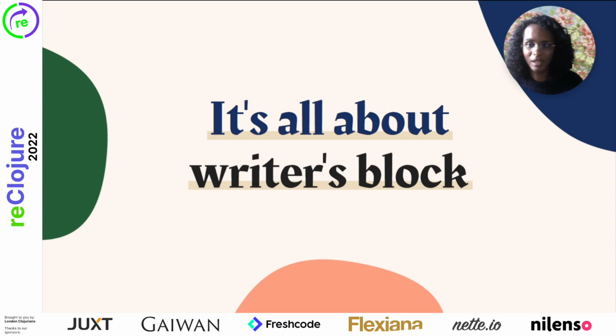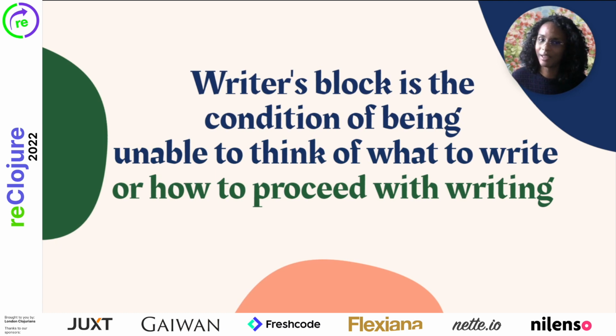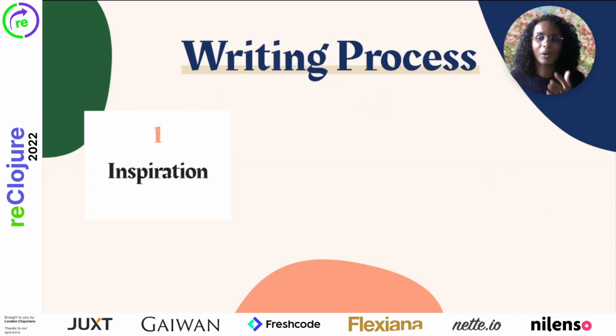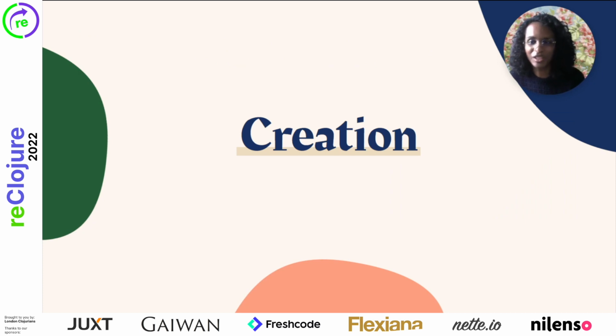And writer's block is the condition of being unable to think about what to write or how to proceed with writing. In my research, I found that the writing process is really based on one, inspiration, followed by two, creation, and ending with three, review. As you can see with the poetry prompts, we already have the inspiration part, some manifestation of it, so that the program could already help you with the first step in the writing process, getting you inspired. So now I started to think about creation.